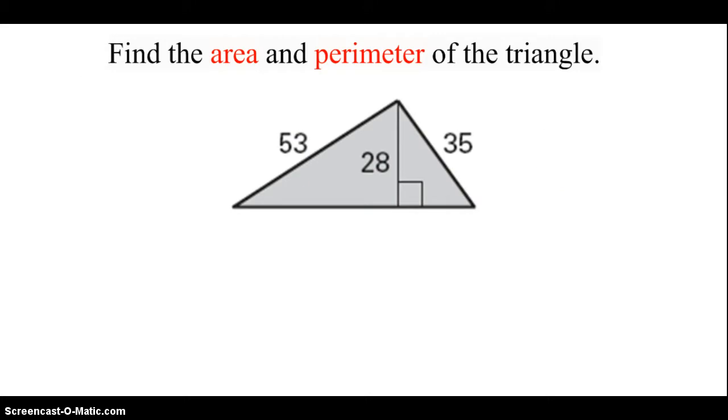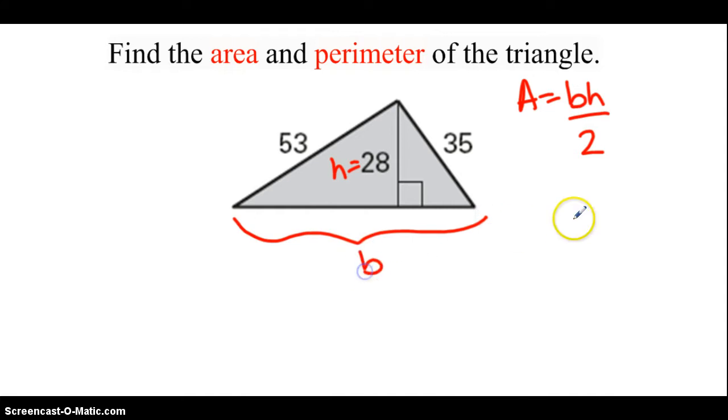Alright, so now let's look at the area and perimeter of our triangle. Okay, so area formula of a triangle is base times height over 2, and perimeter is just adding all the sides. So if we look, we already have our height. 28 is our height, right? But what we do need to do is find our base. Okay? Now, any ideas? How do we find this base?